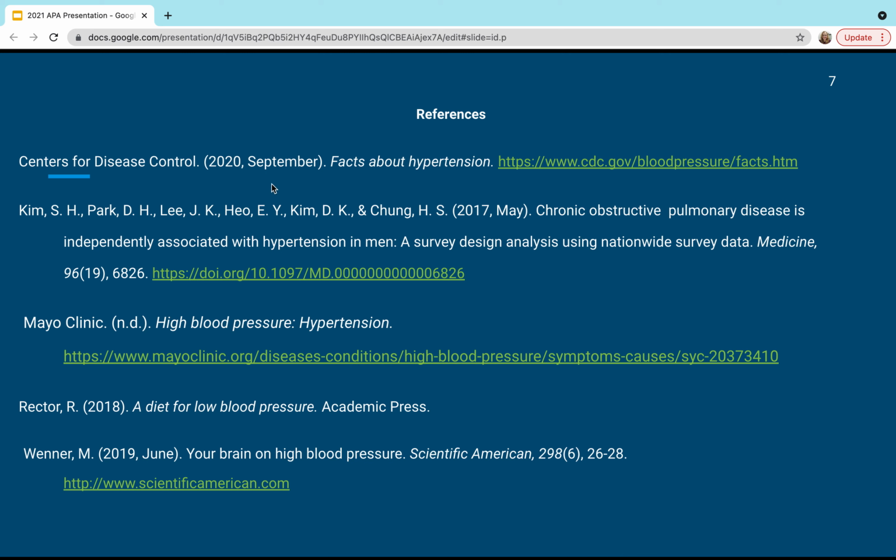You're going to notice that you also include the date, the title of the reference, and then typically there is some sort of link, unless it's something like a book or a journal article that is not online.